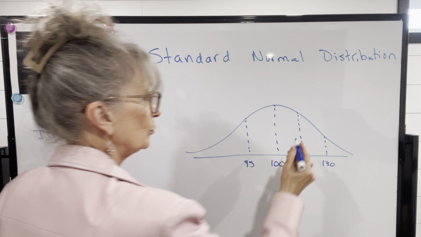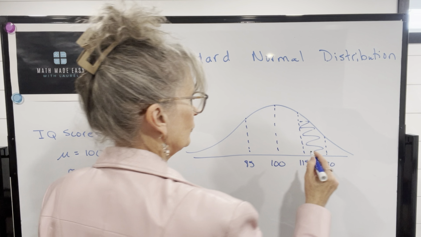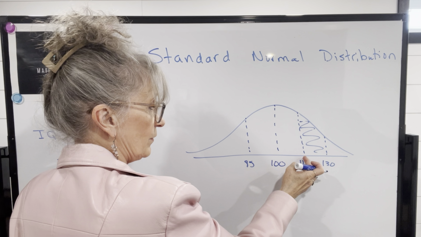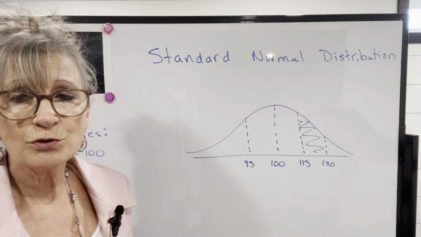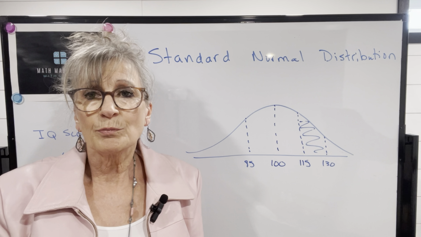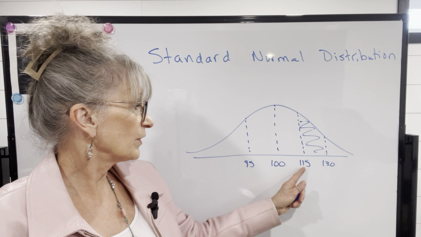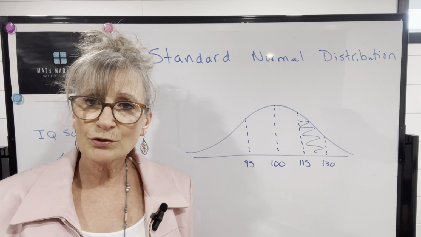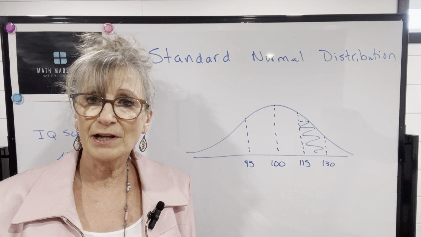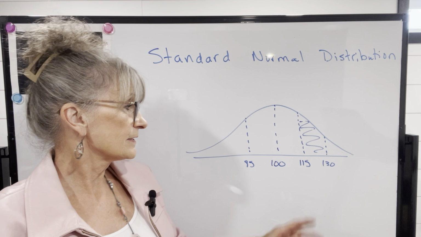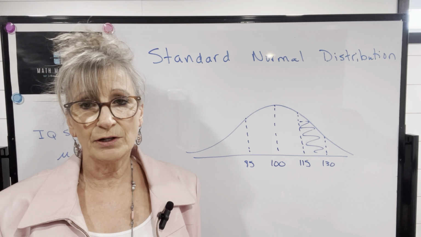Using the empirical rule, we were able to find the area under the curve between IQ scores of 115 and 130, which represented the portion of the population that had IQ scores between 115 and 130. It also represented the probability that a randomly selected individual has an IQ between 115 and 130.